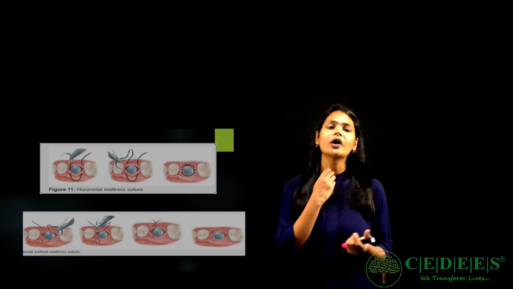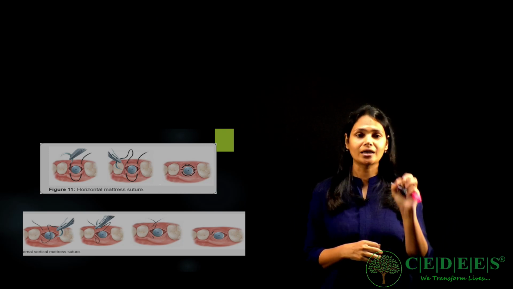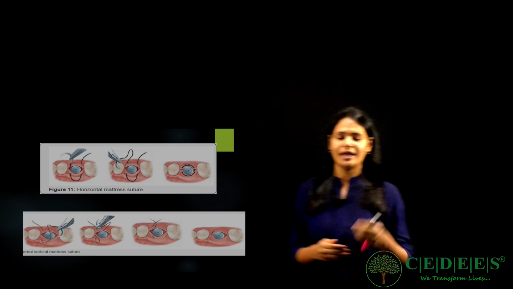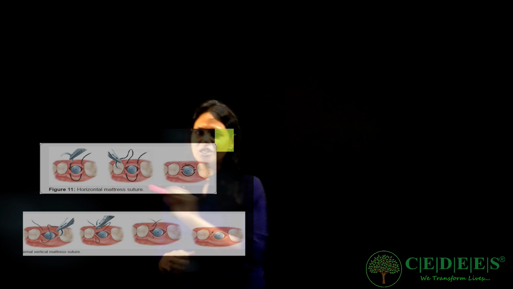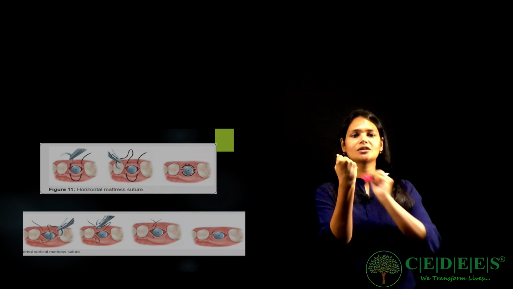Mattress suture. Now anytime they say mattress, your brain should think double piercing. Mattress means double piercing. You will have 2 entry points. So if you see here, horizontal mattress means if this is the tooth, you pierce here and here buccally as well as here and here lingually.